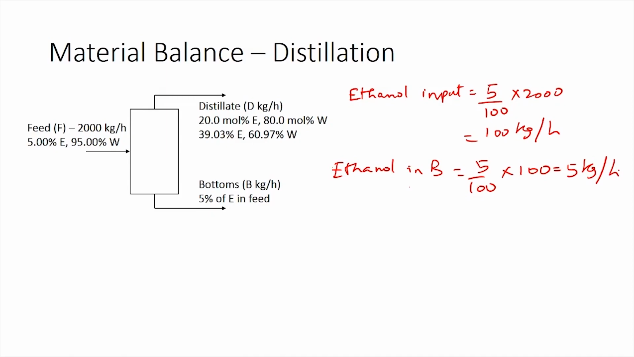Now that we have calculated all the information from the problem, let us perform the total and component balances for this system. What would be the total balance for the system? The total balance is given as input equals output. So, input here is F or the feed, which is equal to the sum of the distillate and the bottoms, giving you 2000 kilograms is equal to D kilograms per hour plus B kilograms per hour. We can also write a component balance for ethanol, and that would look like this.